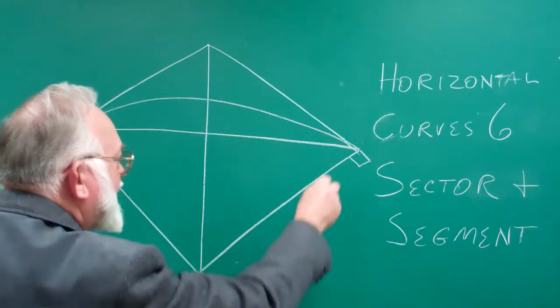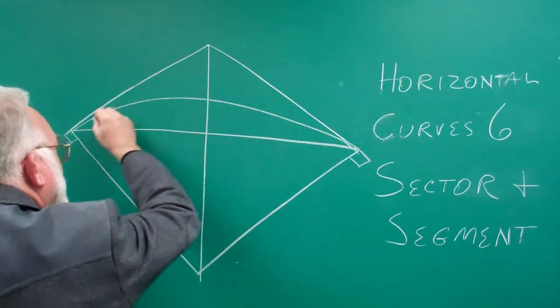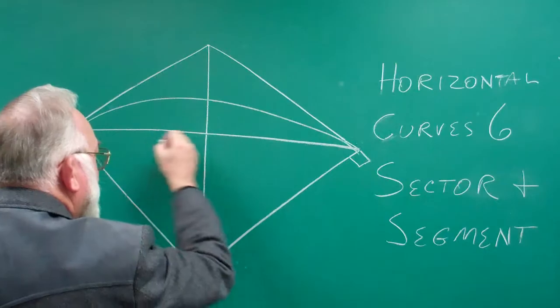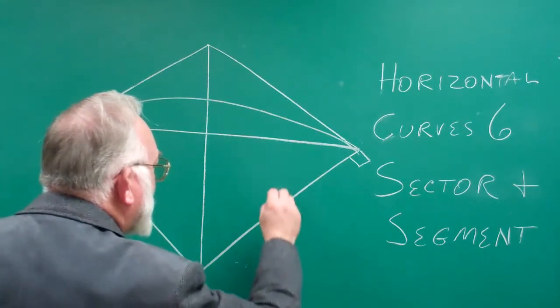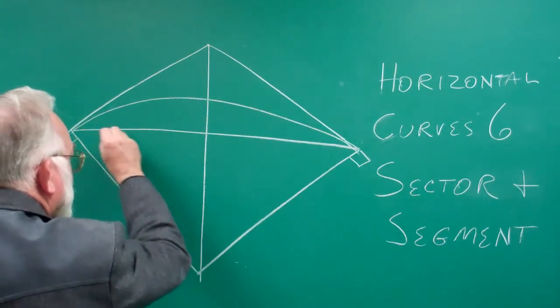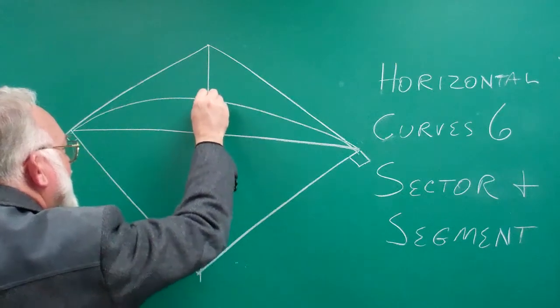What's a sector? A sector is a slice of a circle, and it includes all of the arc area and all of that triangle there. So that's a sector, and a segment is the area of that sector lying outside of the long chord. So it's this area here.